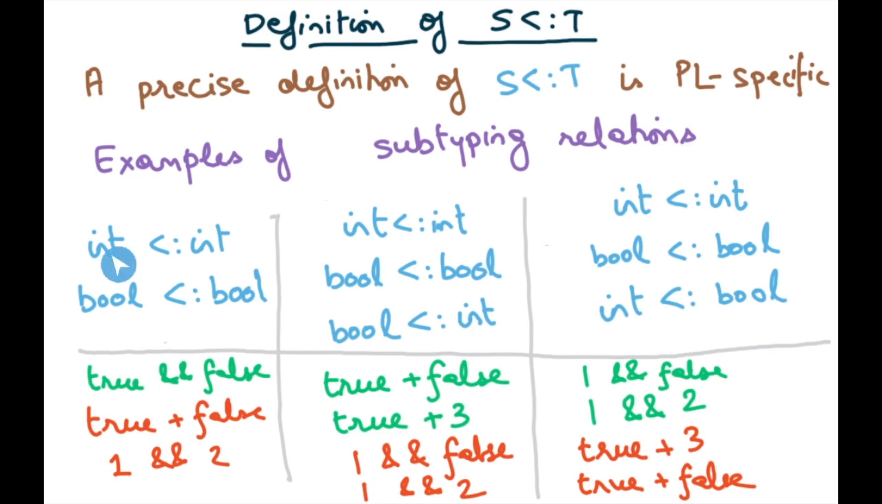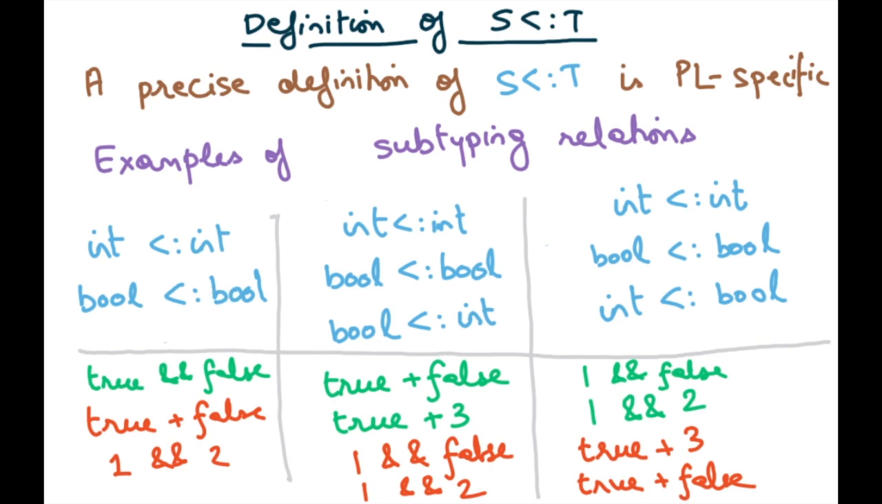So let's say my language has two types, int and bool. And let's say I decide that int is a subtype of int, which means any term of type int can be used in a context where a term of type int was expected. Now this is pretty straightforward. In fact, as we're going to see later, every type is a subtype of itself. Similarly, bool is a subtype of itself. But notice that there is no subtyping relation across the two types. So neither is bool a subtype of int, nor is int a subtype of bool.